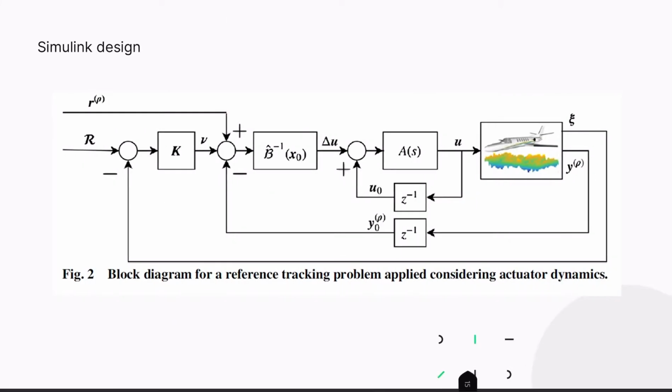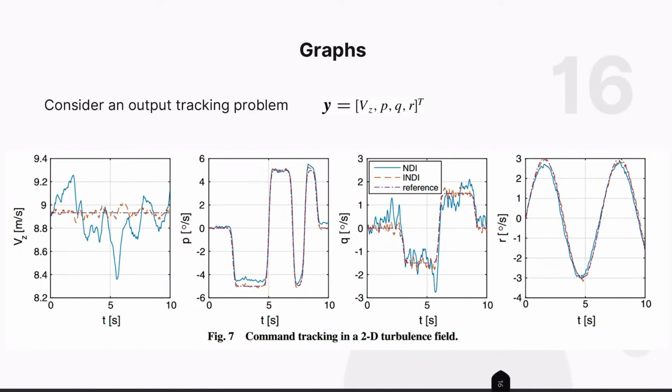Then also the Simulink block design is from the paper. Here we can see the graphs. So let's have a look at some results given in the paper. The first is about command tracking control in a turbulence field. The output tracking problem was considered as y. Here vz is our velocity along the z axis, and p and q are our angular velocities.